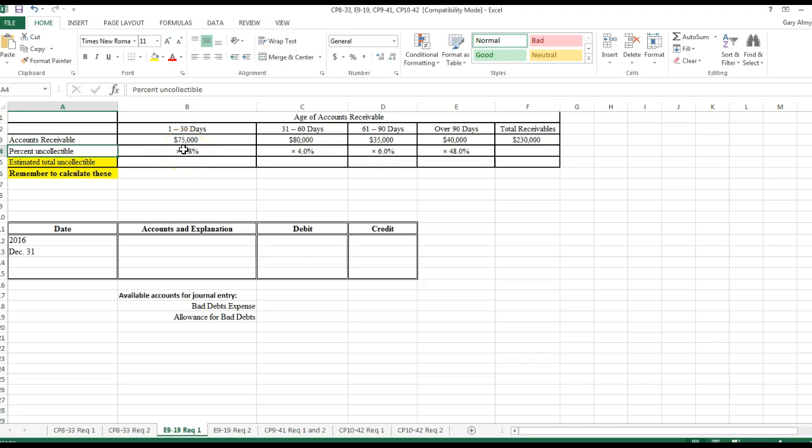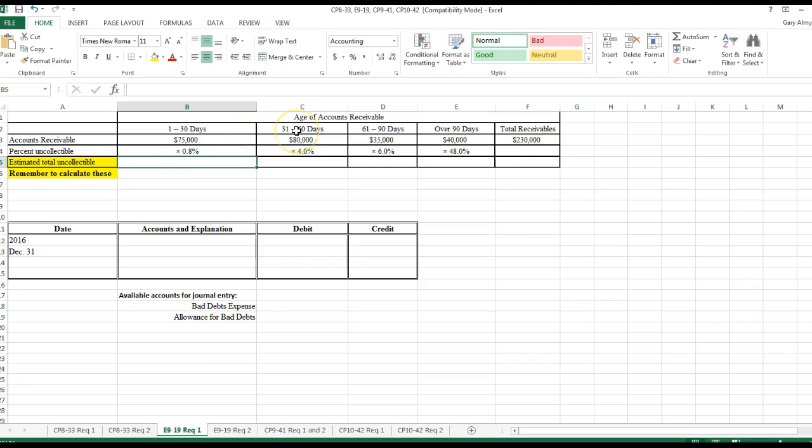Now be careful when you're doing your calculation. You want to multiply 75,000 times 0.8%. So if you put that into your calculator, you'd have to multiply it by 0.008. You have to move that decimal 2 places to the left. And you come up with the estimated uncollectible for the 1 to 30 day category.